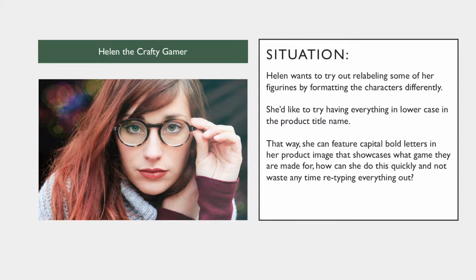Helen wants to try out relabeling some of her figurines on her Etsy shop by formatting the characters a little bit differently. She'd like to try having everything in lowercase in the product title name, as opposed to uppercase. That way, she can feature big capital bold letters in her product image that showcase what game these figurines are made for. How can she do this quickly and not waste any time retyping everything out? Let's see if we can help.